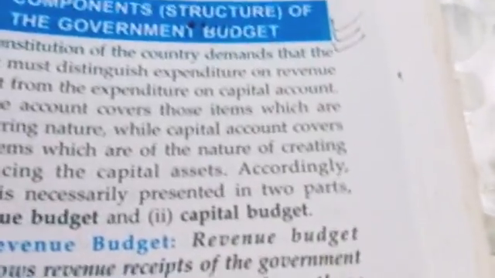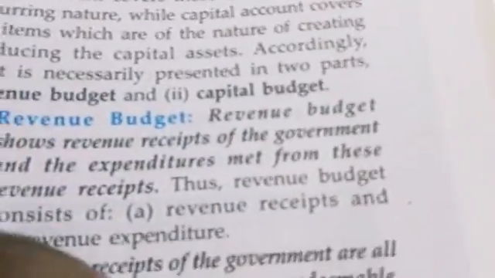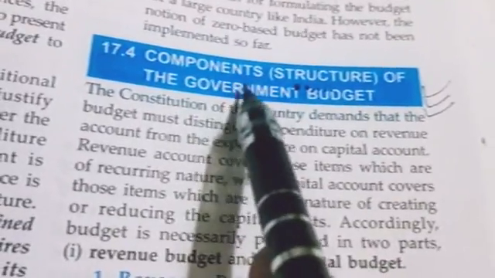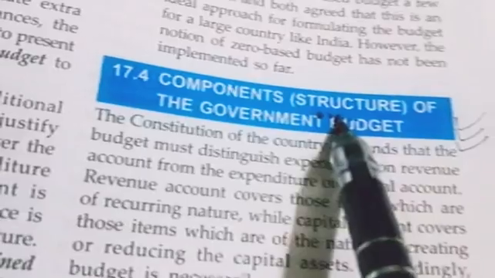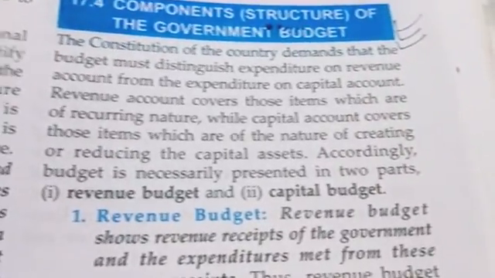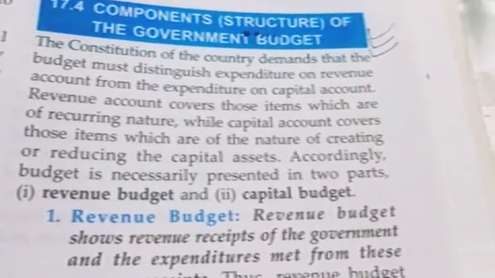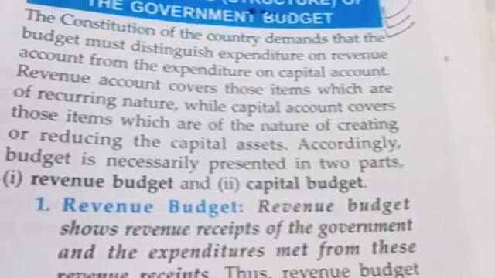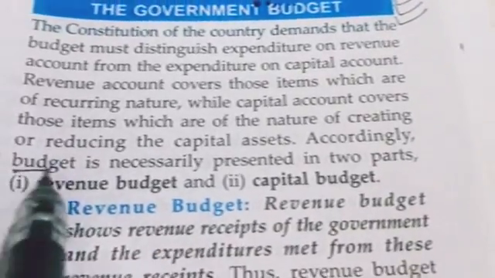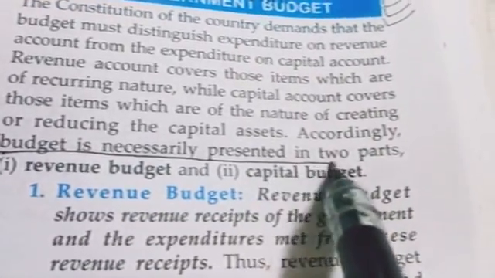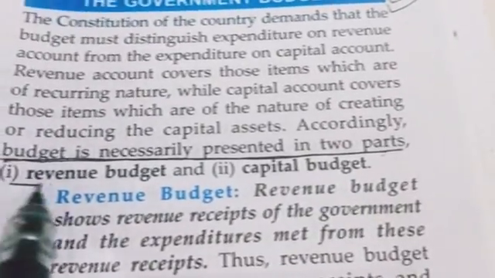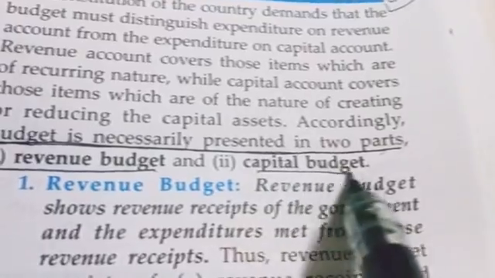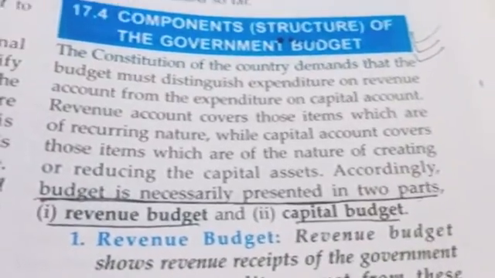Okay, components of budget. The components or structure of government budget: you know that budget is about two things, revenue and expenditure. Now you see, budget is necessarily presented in two parts. हमेशा budget को दो part में present किया जाता है. पहला होता है revenue budget, दूसरा होता है capital budget. Is it clear, all of you?